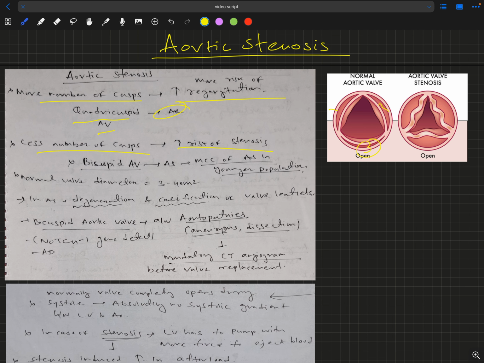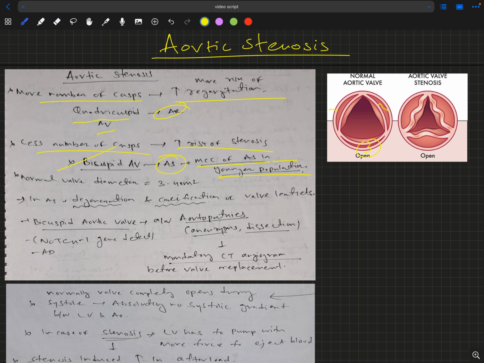So in case of a bicuspid aortic valve, there is more chance of developing stenosis as compared to a tricuspid aortic valve. Bicuspid aortic valve leading to aortic stenosis is the most common cause of aortic stenosis in the younger population. Aortic stenosis is normally seen in the older population, so if you see it in the younger population, suspect bicuspid aortic valve.